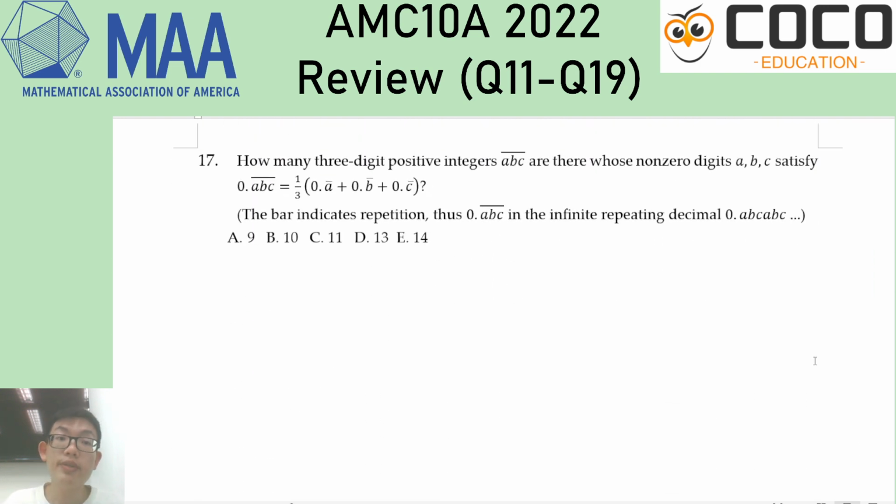Question 17. How many 3-digit positive integers ABC are there whose non-zero digits, so take note, non-zero digits A, B, C satisfy 0.ABC repeating is 1/3 of 0.A repeated plus 0.B repeated plus 0.C repeated, and all of these are repeating, so ABC repeated like this.